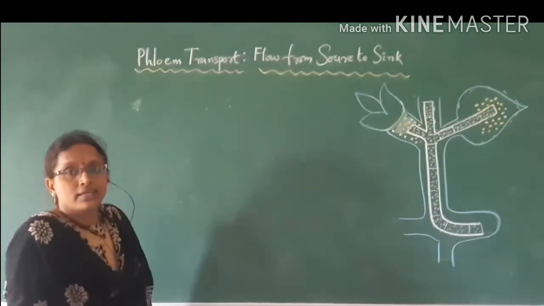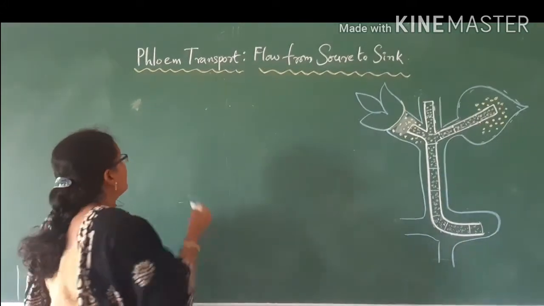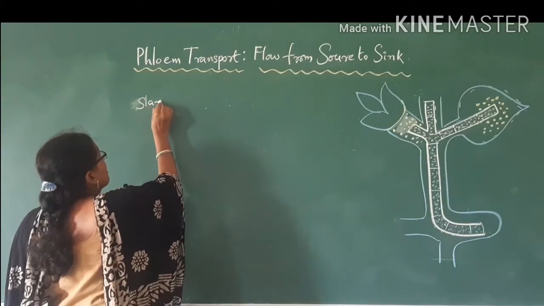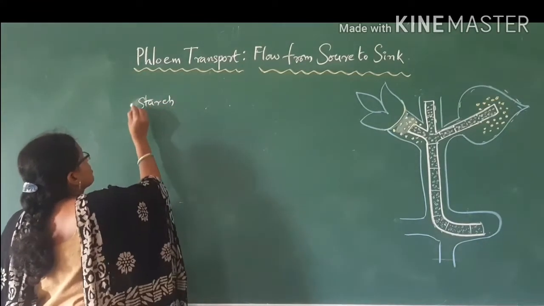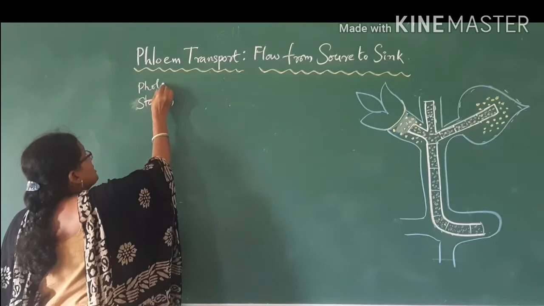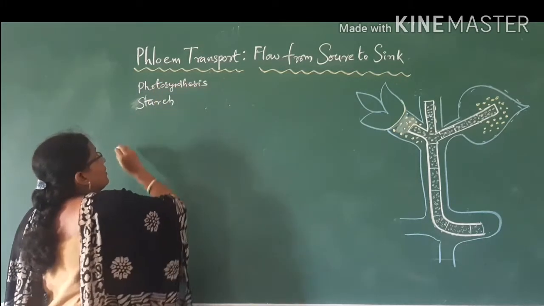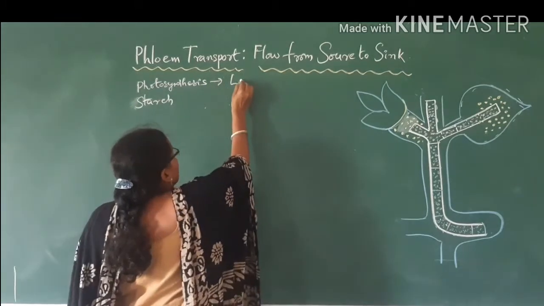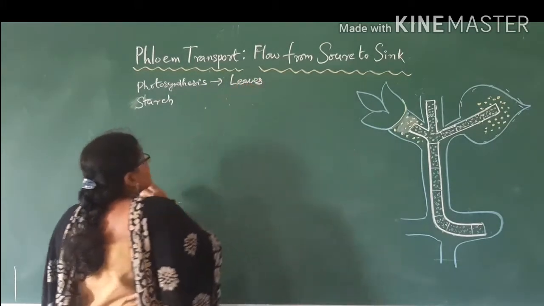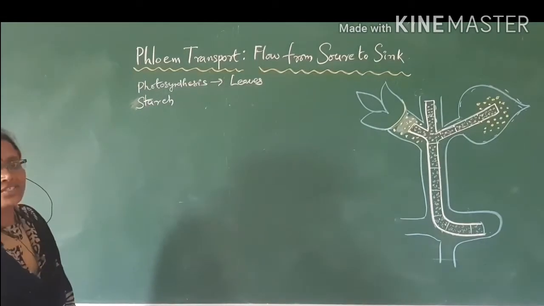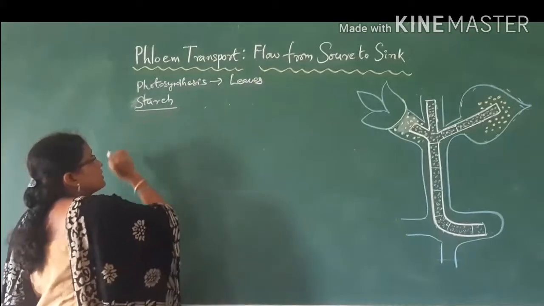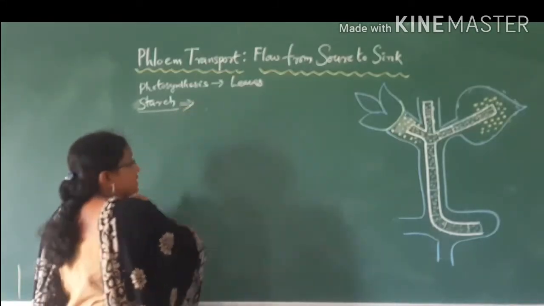prepared by green leaves and it is in the form of starch, by the process of photosynthesis. Green leaves prepare the starch as the food materials. This starch is transported in the plants in the form of sucrose.